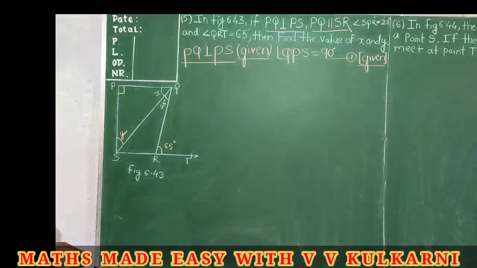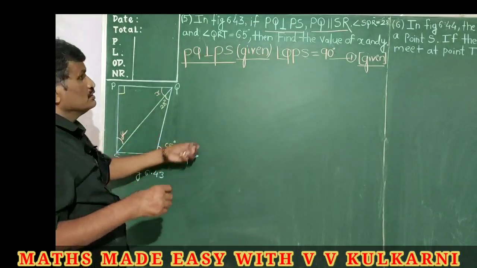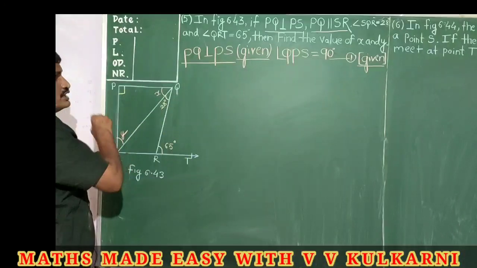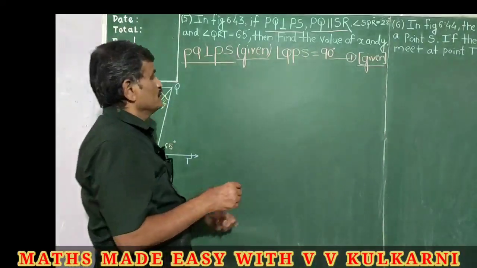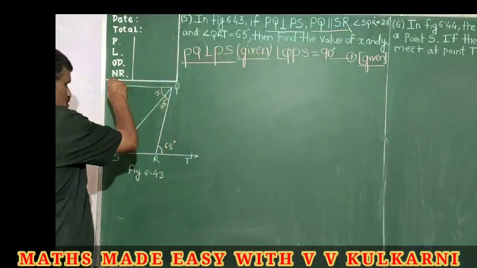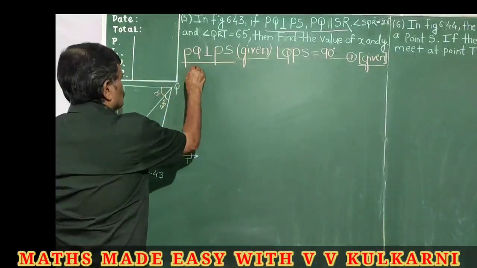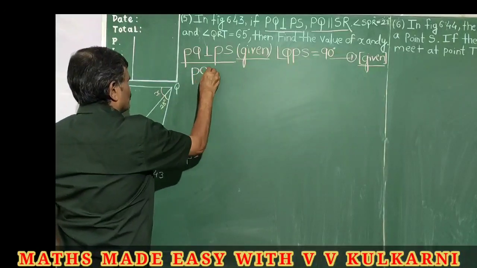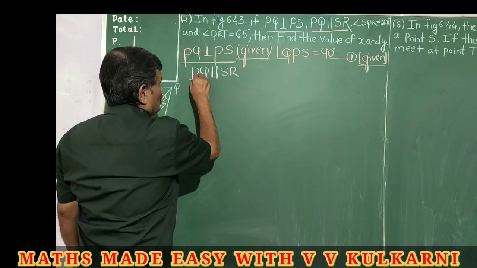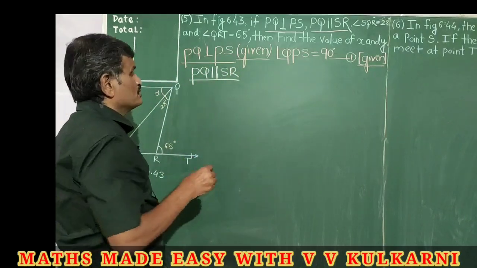I will again say that note down the key points. The key point here is PQ is parallel to PS and therefore this angle is 90 degree. Then another thing that is given is PQ is parallel to SR. So that point also I will note it down. Wherever required I will use it, and if not required also it makes very less difference.